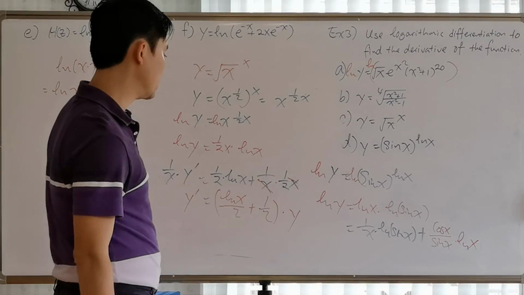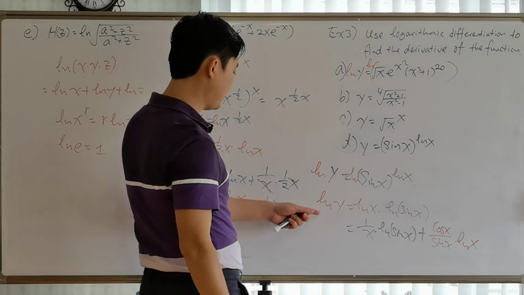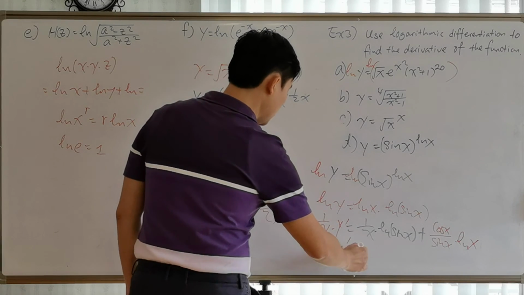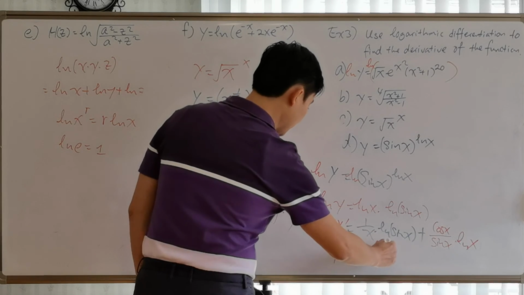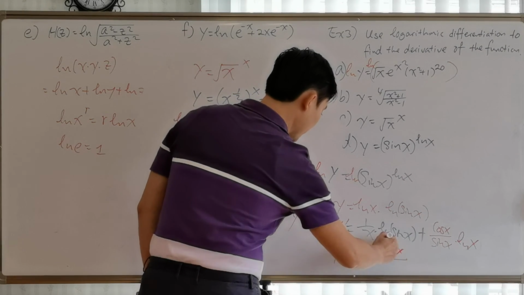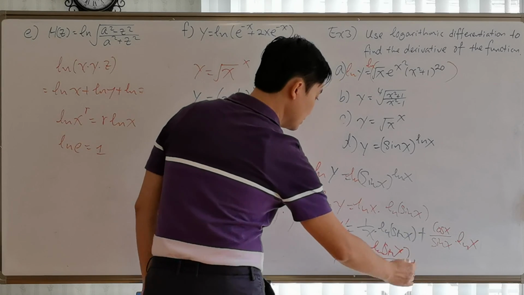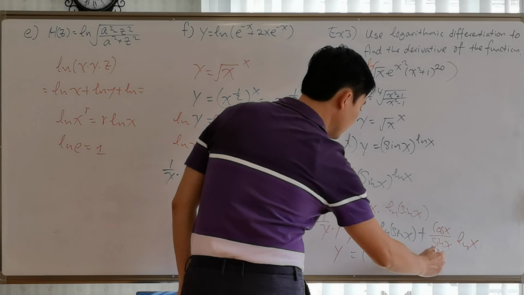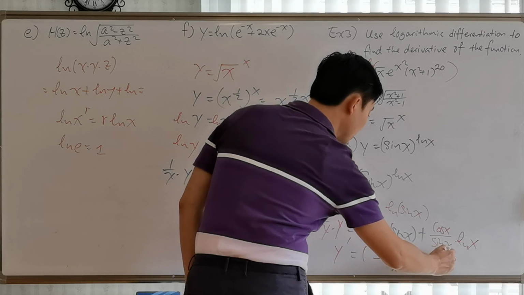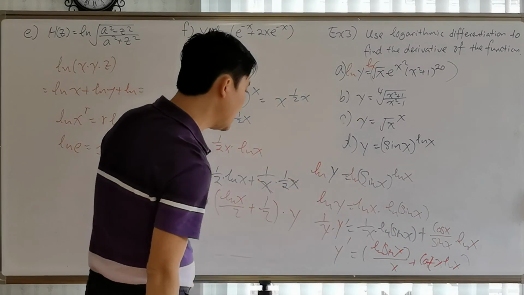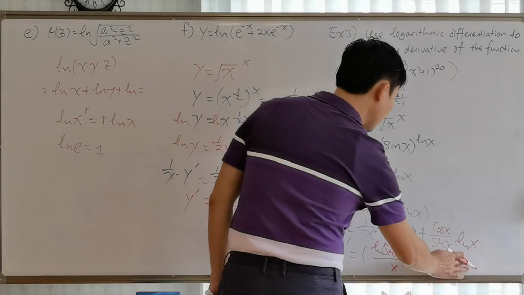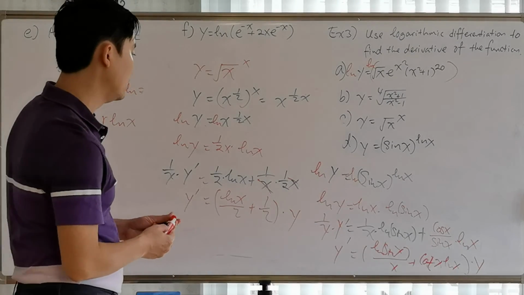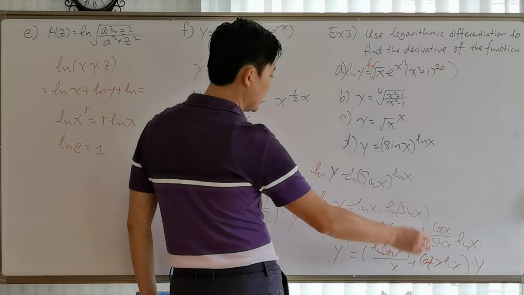Cosine over sine, which is what? Cotangent. The derivative on the left hand side is 1 over y times y prime. So eventually y prime equals natural log of sine of x over x, plus cotangent of x times natural log of x, and then this whole quantity times y. Okay, so the last one is a little bit complicated because the second function involves an inner function.